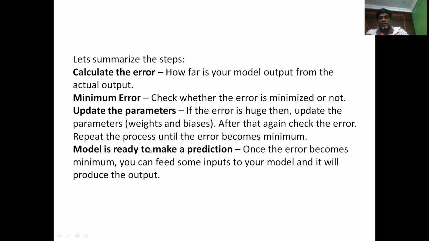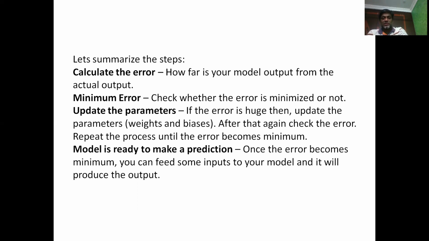Once the model is ready to make a prediction, we can use that model to predict the output of the neural network by giving some inputs to the model. So these are the four steps involved in the training of a feed-forward neural network. And these are the basic steps used with the backpropagation algorithm also.